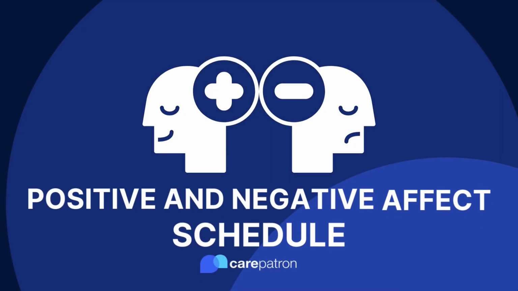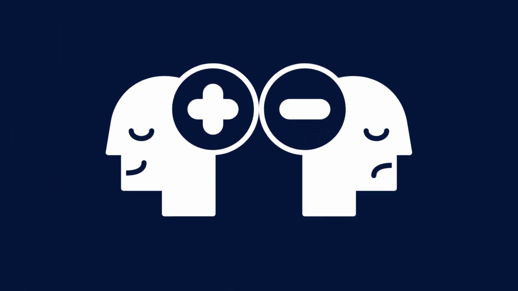The Positive and Negative Affect Schedule is one of the most widely used psychological assessments. It was designed to help healthcare professionals assess a person's experience with positive and negative emotions in terms of how often they experience them in a week. This particular assessment comes in the form of an easy-to-answer checklist.